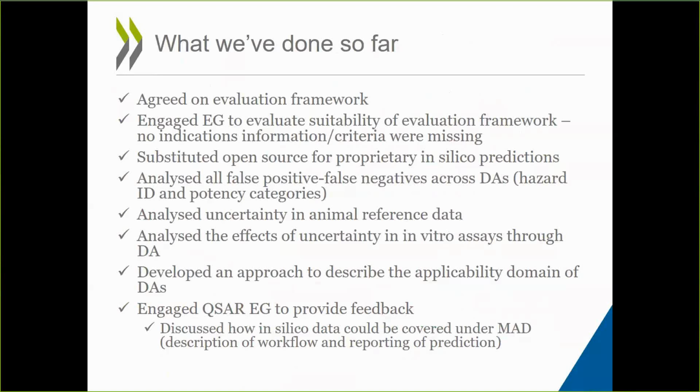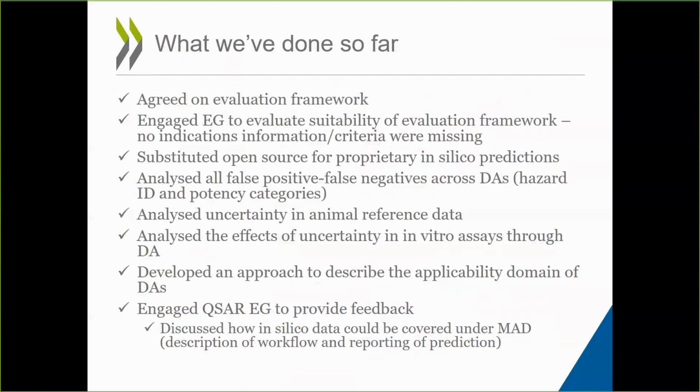There's been a more in-depth analysis of the false positives and false negatives across defined approaches for both hazard identification and potency category. Those were summarized briefly in the current draft of the supporting document, but will be described in more detail to really identify where those false predictions are and gather some information about the chemicals that were not correctly identified. There has been an analysis of uncertainty in the animal reference data.